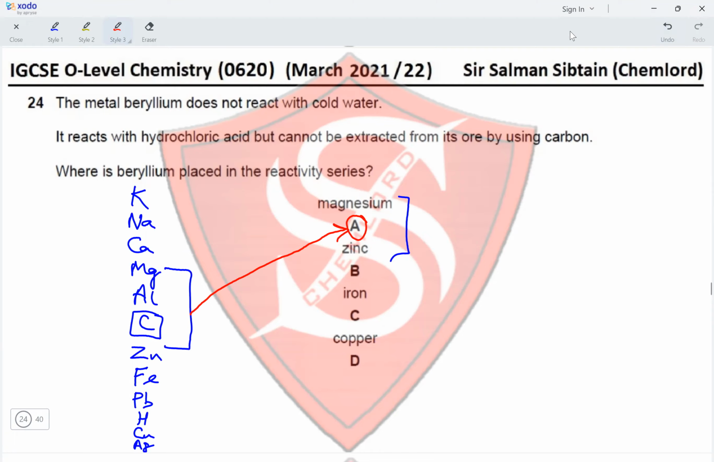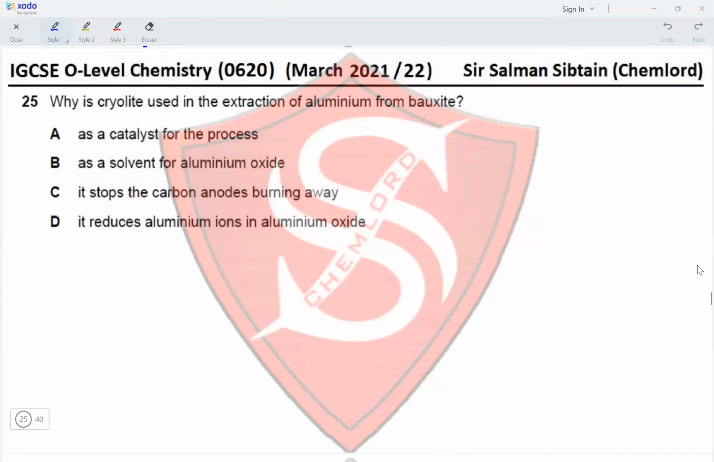Question 25. Why is cryolite used in the extraction of aluminum from bauxite? As a catalyst for the process? No. Cryolite is used to dissolve bauxite, which is Al2O3, in order to decrease its melting point. So, as a solvent for aluminum oxide, yes, it dissolves bauxite.